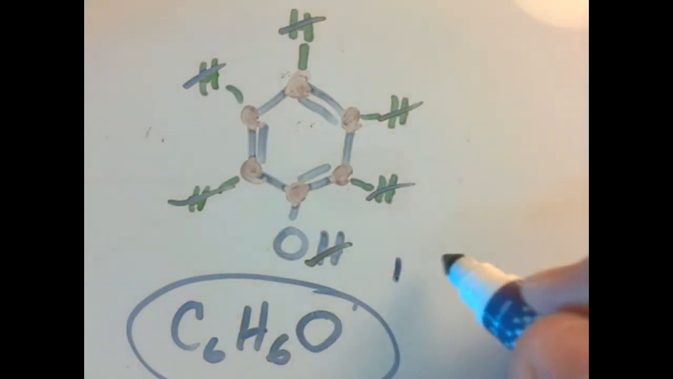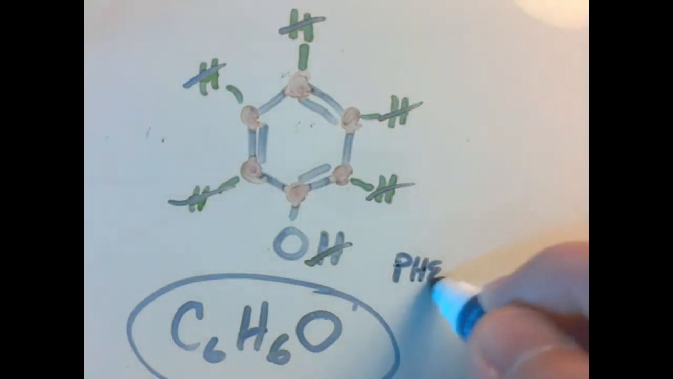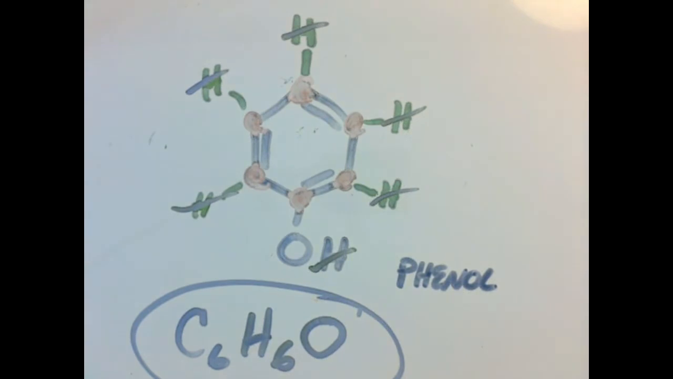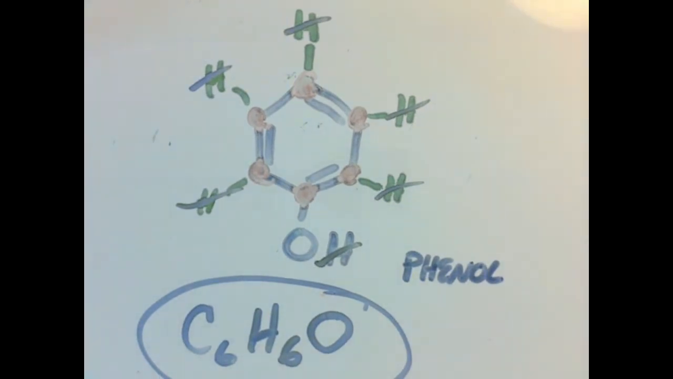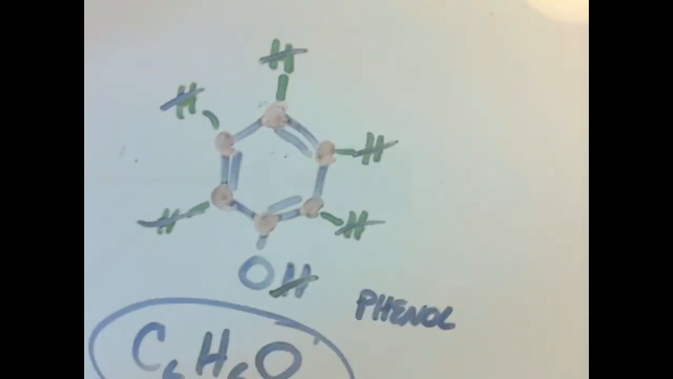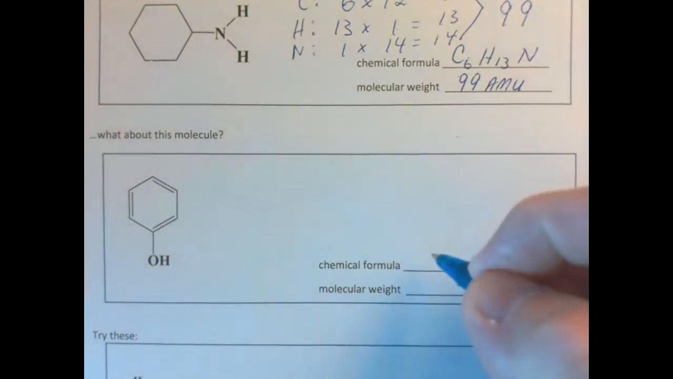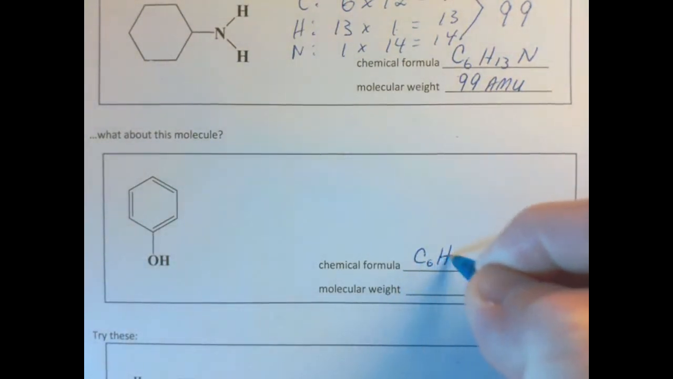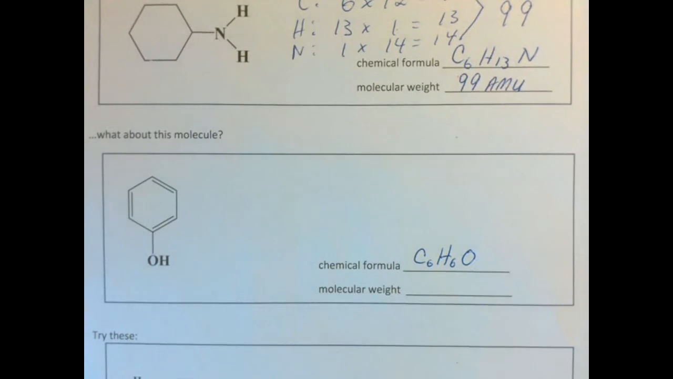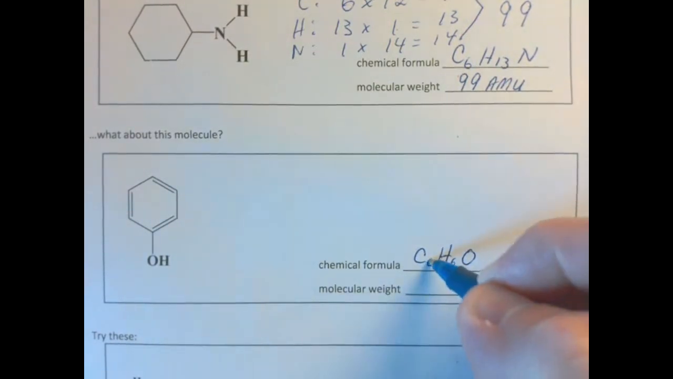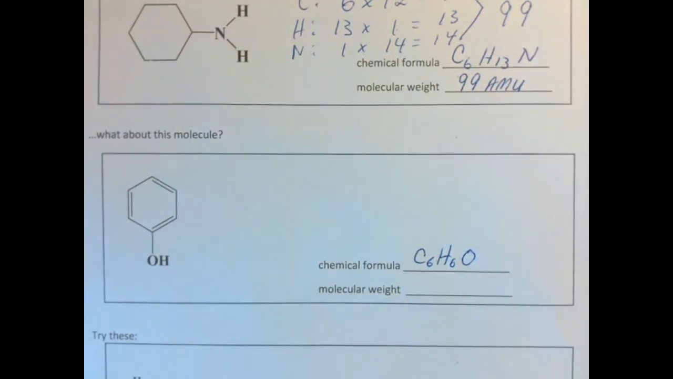Again, if you want to look it up and read about phenol, that's phenol. So let's translate that onto the paper. C6H6O. There you go. Get that a little clearer. Okay. So what's its formula weight or its molecular weight?